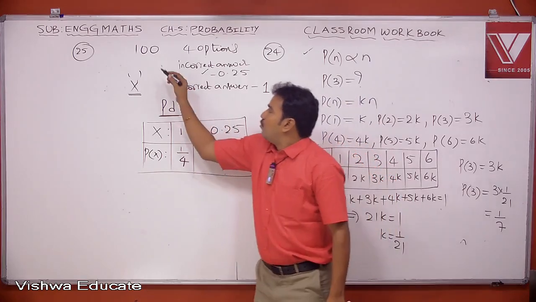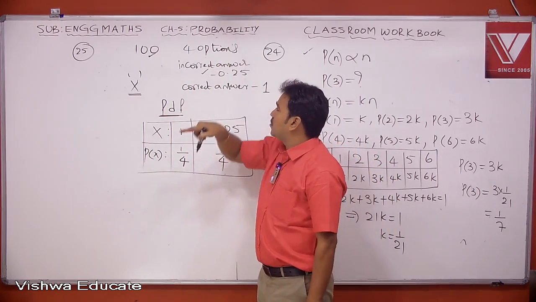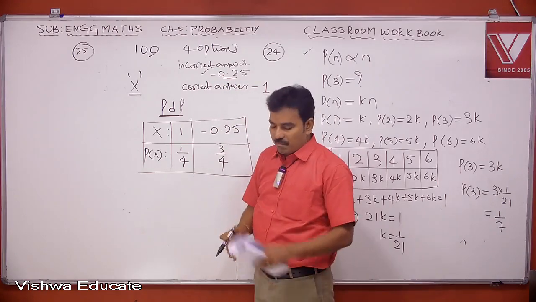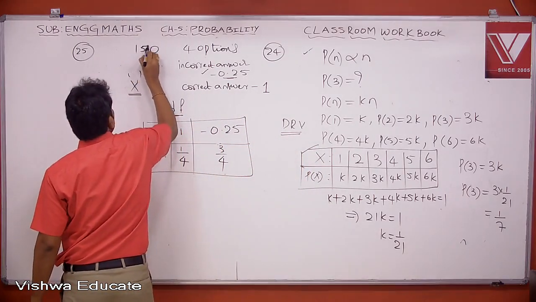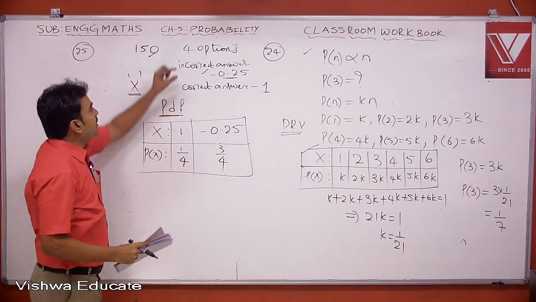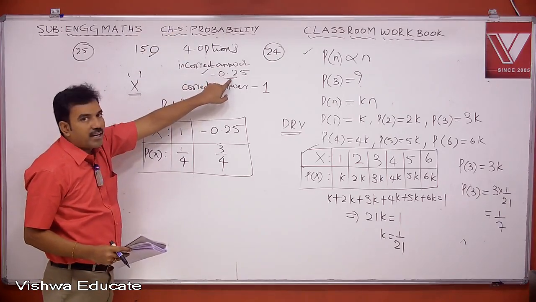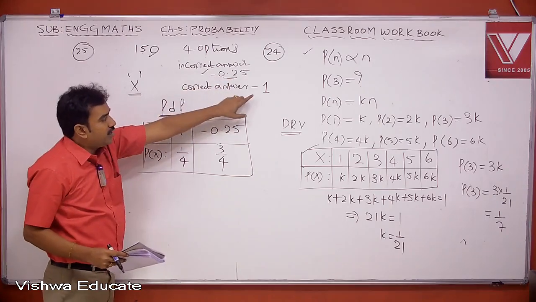So here we have it like this. There are 4 options. Each incorrect answer gives minus 0.25 marks. Basically, this is not 100, it is 150 multiple choice questions. Each is having 4 choices. Each incorrect answer gives minus 0.25, that is 1 by 4 negative. But if you attempt correctly, you will get 1 mark.